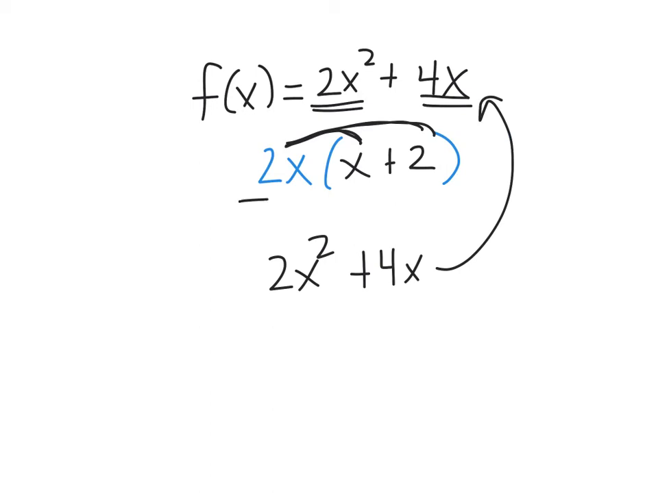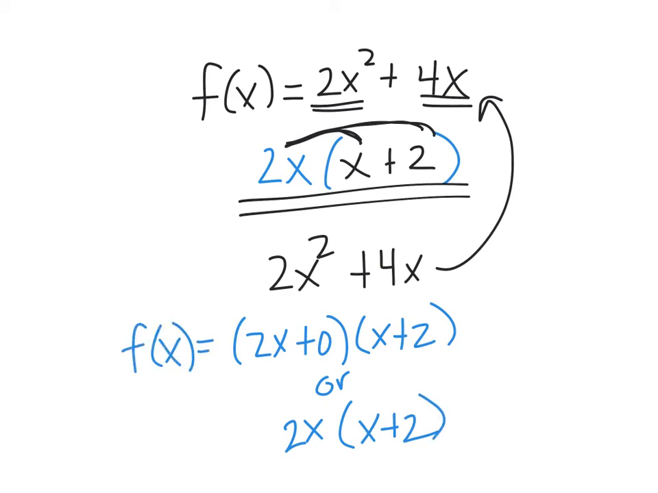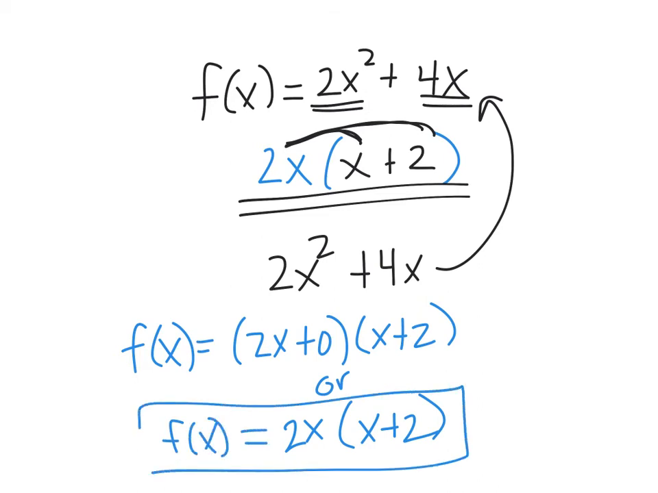Right? So when you factor it like this, you're really just saying 2x plus 0 and x plus 2. Or, as we said earlier, just 2x and x plus 2. Those are going to be my two factored forms. The most common factored form that you're going to see is this scenario down here.